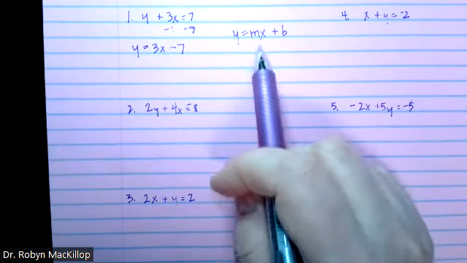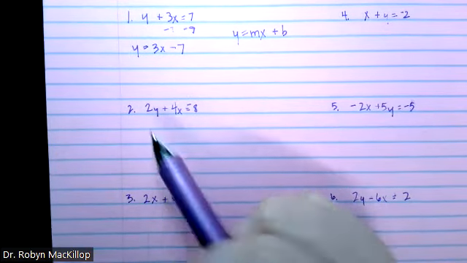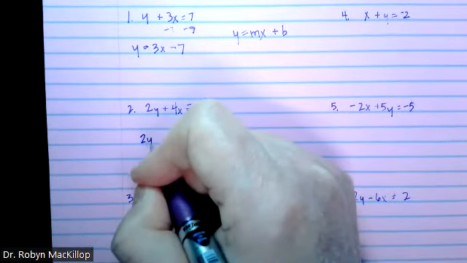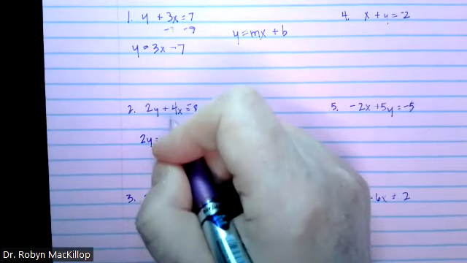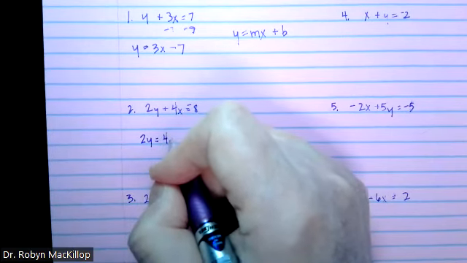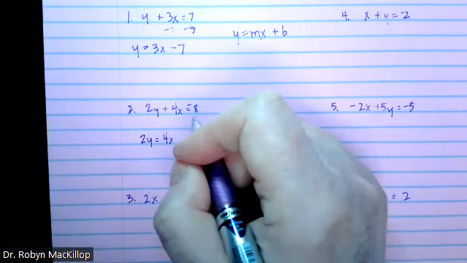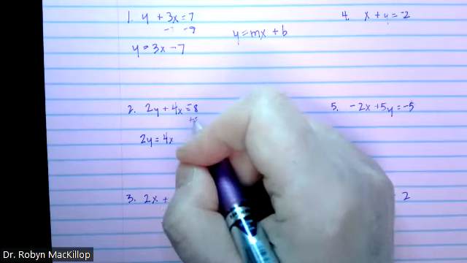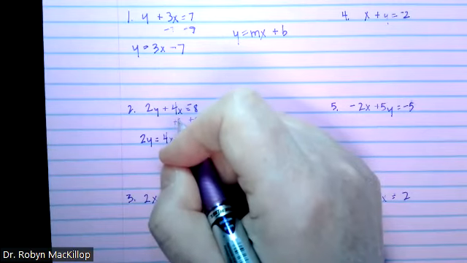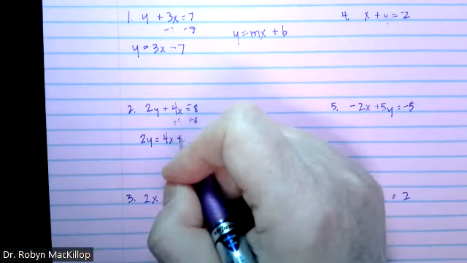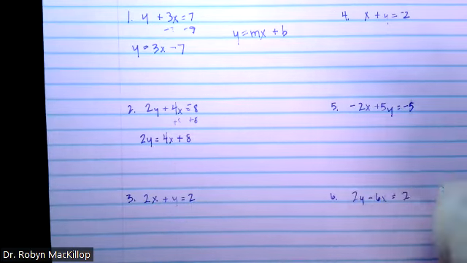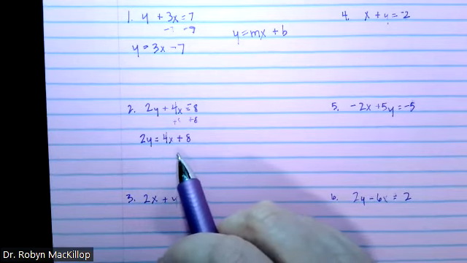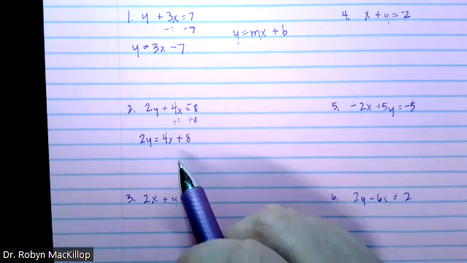Again, we're going for this setup. So here, we're going to start with 2y equals 4x. This is a -8. So if we were going to move it over to the other side, we'd say plus 8 on this side, which means we've got plus 8 right here. So 2y equals 4x plus 8. This one we're not done with.